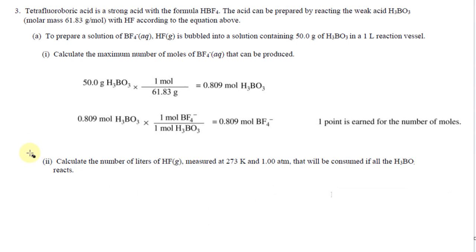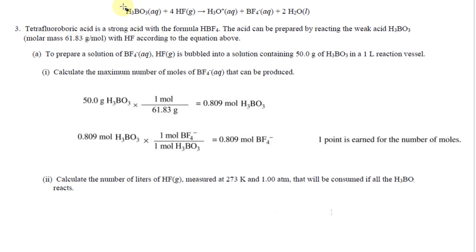Next, calculate the number of liters, not moles, liters of HF gas. Okay, a volume of a gas. PV equals nRT, gas laws. It's measured at 273 K, so we've got a temperature. We'll figure out moles somehow, and we've got a pressure, the amount that will be consumed if all the boric acid reacts. Okay, here's the boric acid reacting.